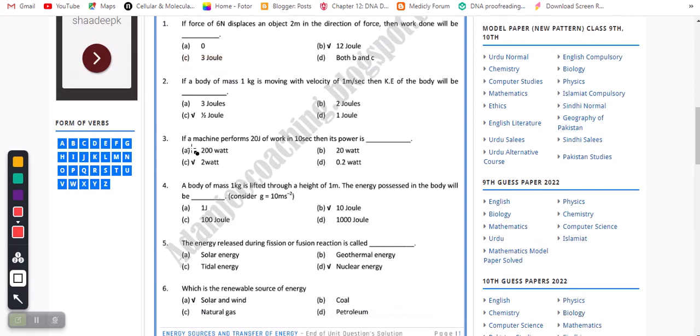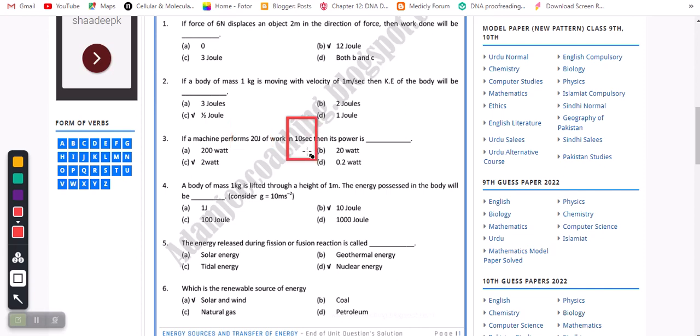The third is, if a machine performs 20 joule of work in 10 seconds, then its power is, we have to find out the power of it. The working formula of power is P equals W upon T. W is your work, given as 20 joule, and T is your time, that is given as 10 seconds.